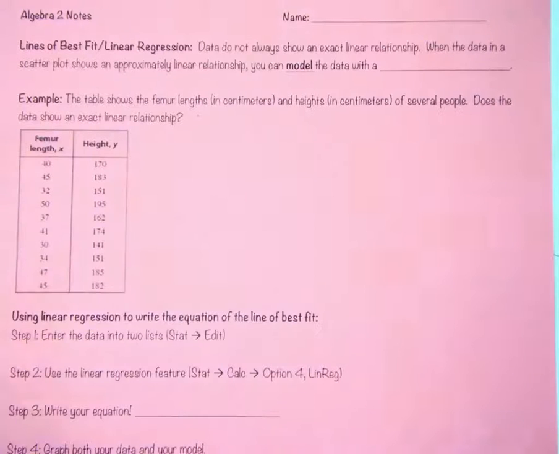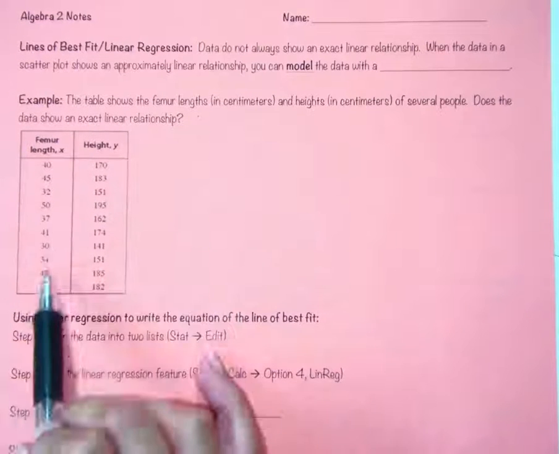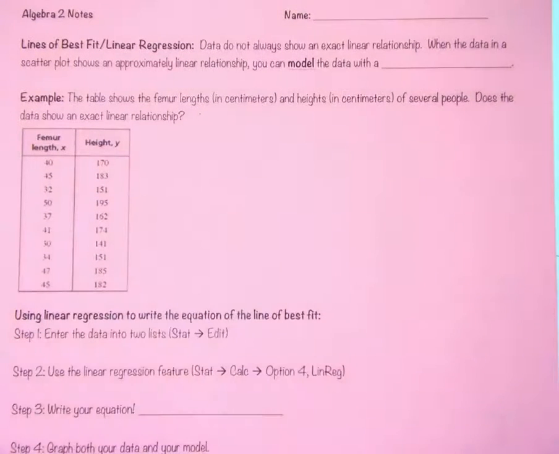So what we are going to do is look at this table. Apparently there is a relationship between the length of your femur and your height. Okay, so we have this set of data. It's asking us if it shows an exact linear relationship. An exact linear relationship. So let's look at this data real quick.